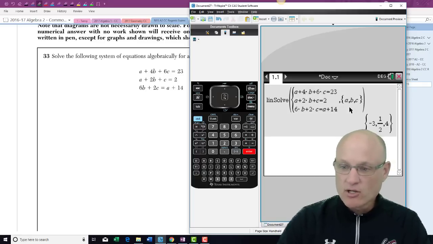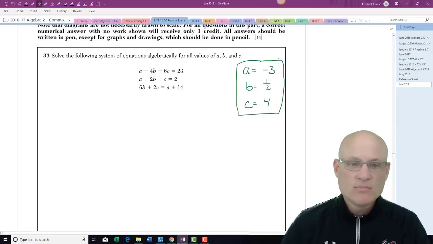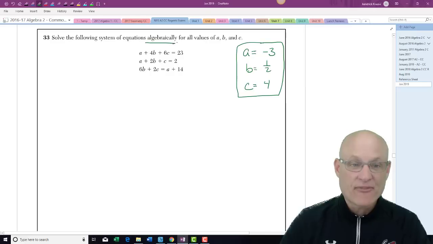Enter. All right, there we go. A equals -3. B equals 1/2. And C equals 4. All right, so those are the answers. But we're going to do it algebraically, otherwise we get nothing.